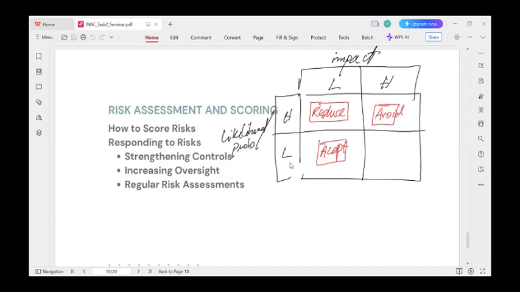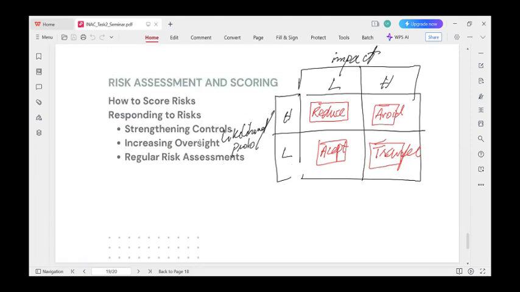And then if you are in this box where impact is high and the likelihood is low, you transfer this type of risk. For example, a car accident. The impact is very high, but the likelihood is very low. So you would try to transfer this risk to someone else. You would just go for insurance of the car. Okay. This is the TARA framework. I hope that makes sense to you guys.